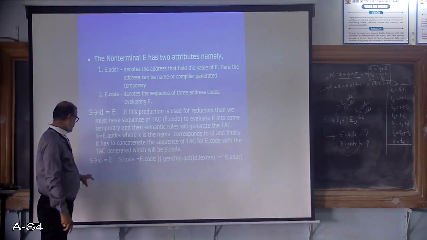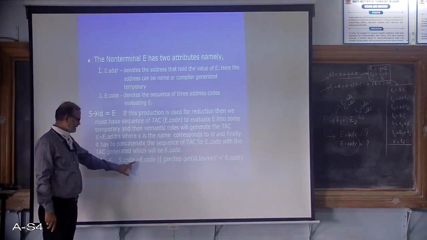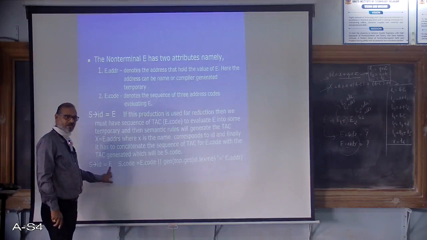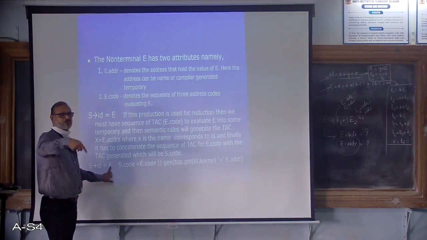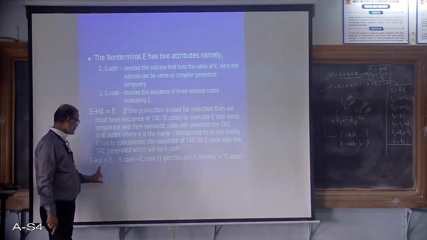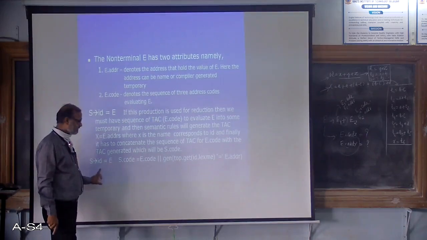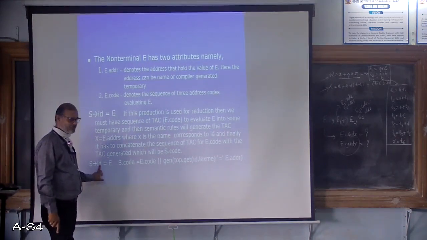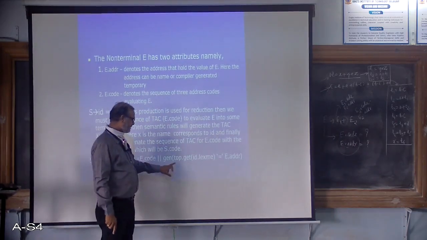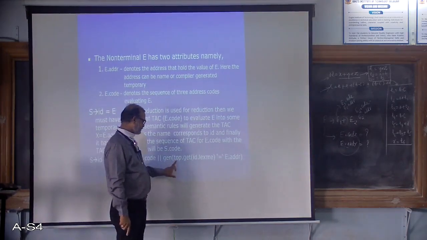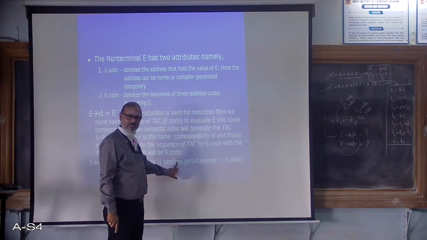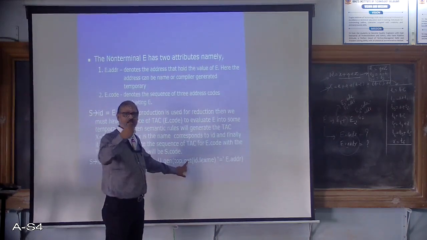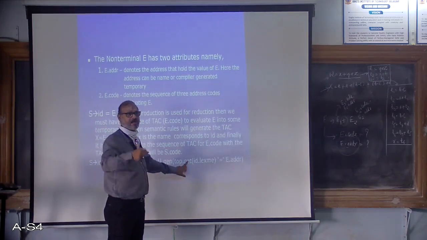So my semantic action here is S.code is equal to first the sequence of 3 address codes for this, followed by a new 3 address code that is to be generated, which is X equal to E.address. That means I have to get the instance of an id from the symbol table. So let us assume that I have this statement, where top indicates the symbol table name, and get is going to get the corresponding instance of an id from the symbol table.